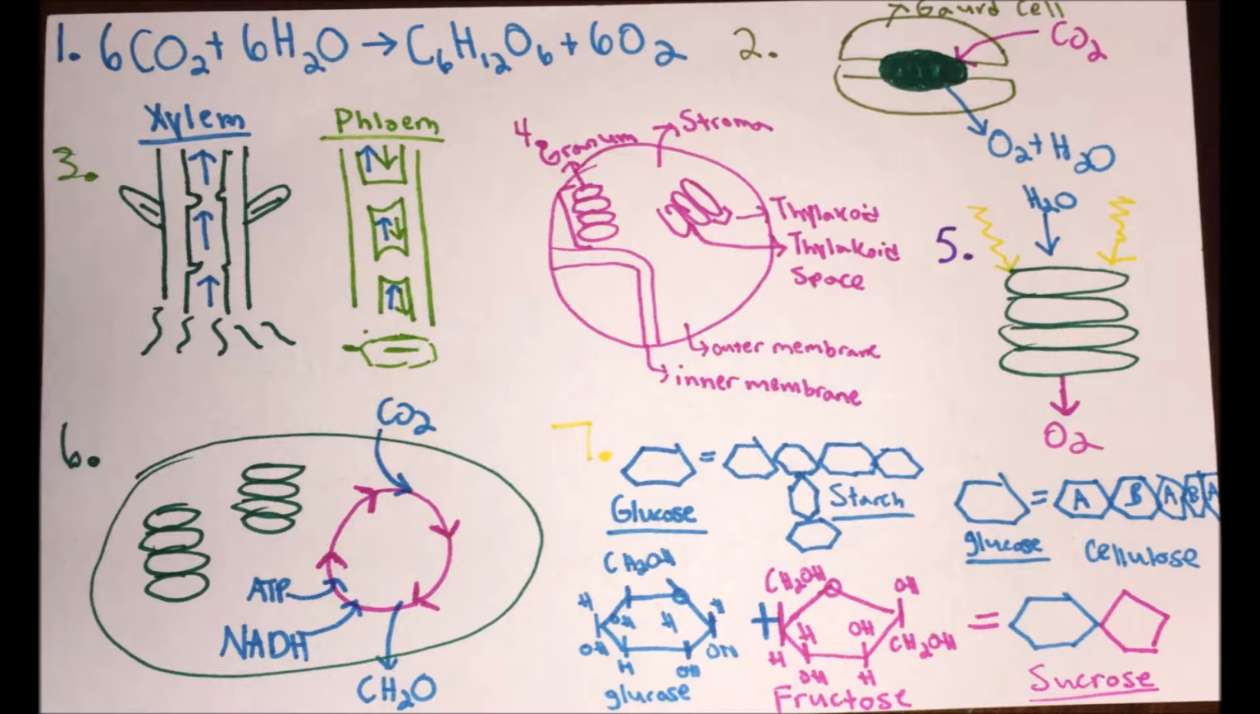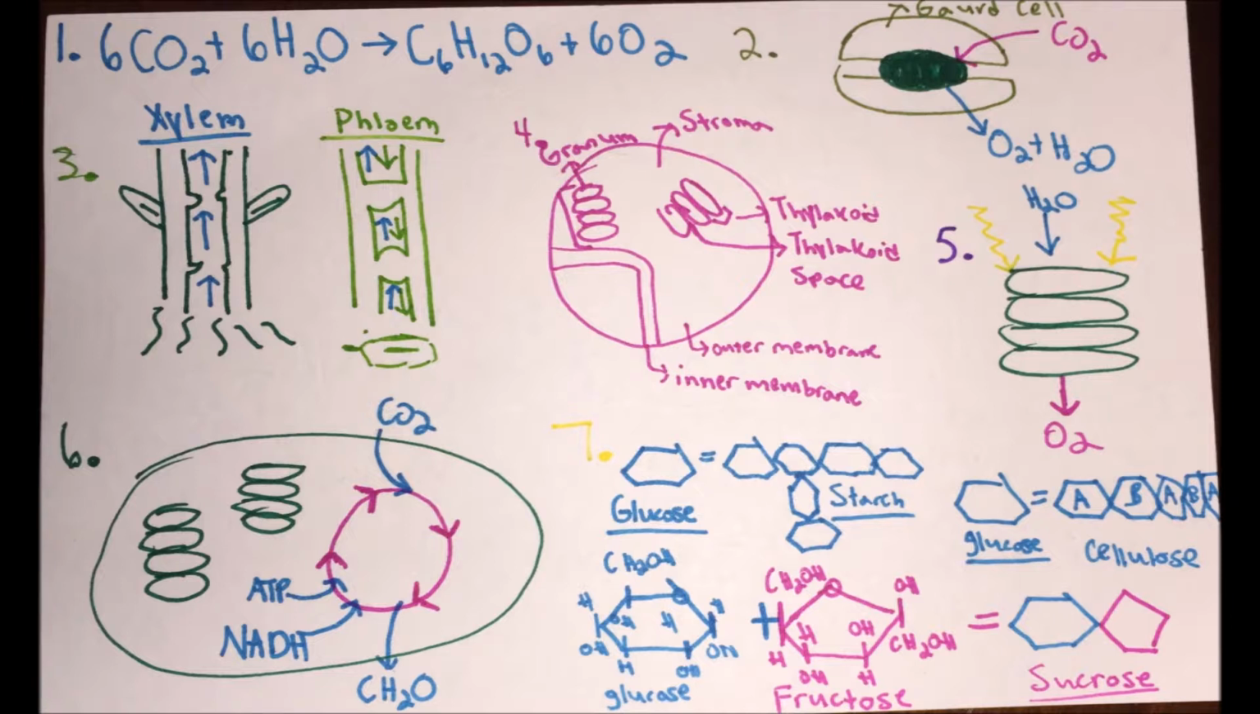In diagram number 3, you can see the water moving from the roots to the leaves through the xylem, and the sugar moving from the leaves to the rest of the plant through the phloem. To the right of that, you can see the structure of a chloroplast, including granum, stroma, thylakoids, and the outer and inner membrane of the organelle.